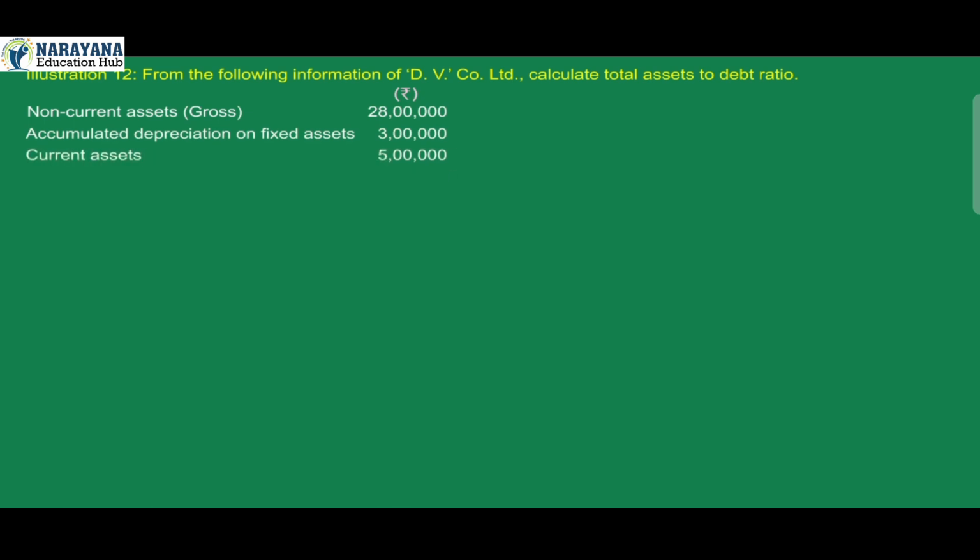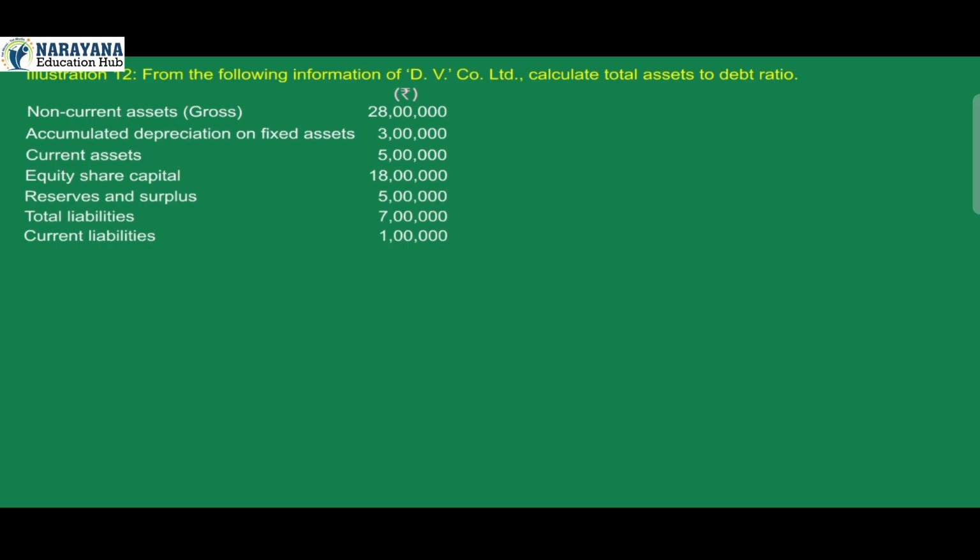Illustration 12. From the following information of DB Co Limited, calculate total assets to debt ratio. Rupees: non-current assets, that is gross, 28 lakh. Accumulated depreciation on fixed assets, 3 lakh. Current assets, 5 lakh. Equity share capital, 18 lakh. Reserves and surplus, 5 lakh. Total liabilities, 7 lakh. Current liabilities, 1 lakh.